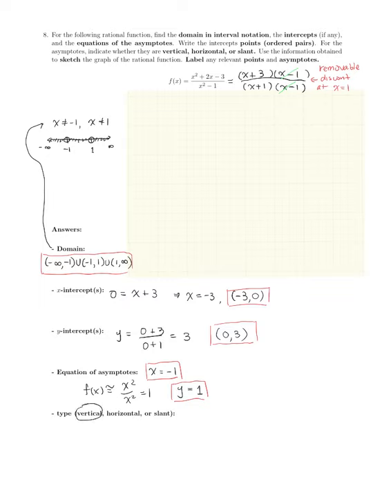So let me just write vertical, horizontal. Vertical is x equals negative 1. Horizontal, y equals 1. And don't forget, removable discontinuity at x equals 1. Okay, so let me just jot down what the graph is going to look like.